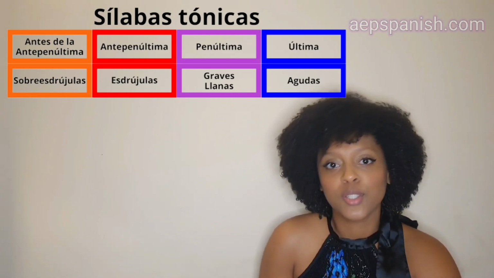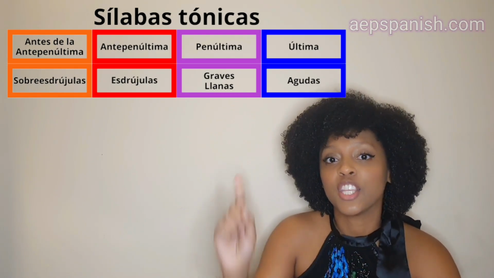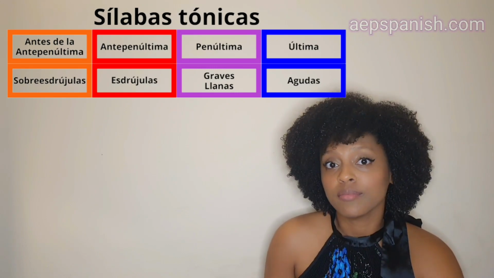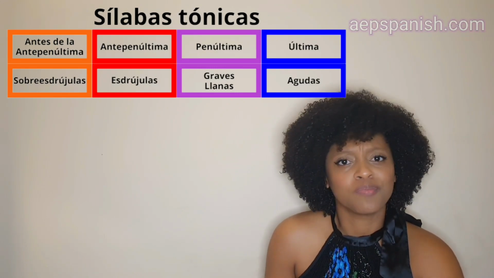And obviously, as you can guess, esdrújulas and sobreesdrújulas break the first two rules, so all of them need an accent. For the purpose of this video, which is only to teach you how to pronounce, we are going to think about the two rules and the broken rule with the stress, the graphic accent. We can see here some words that follow the rule.